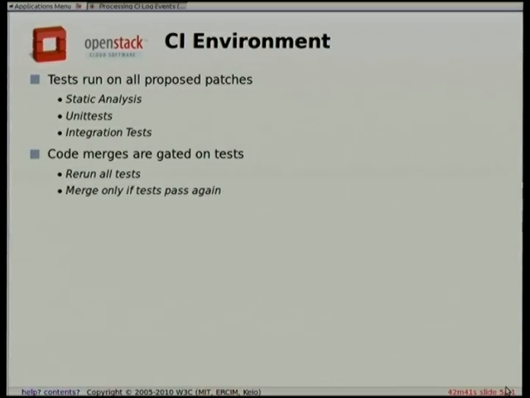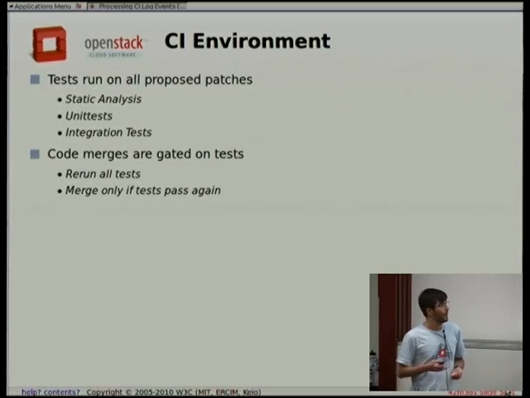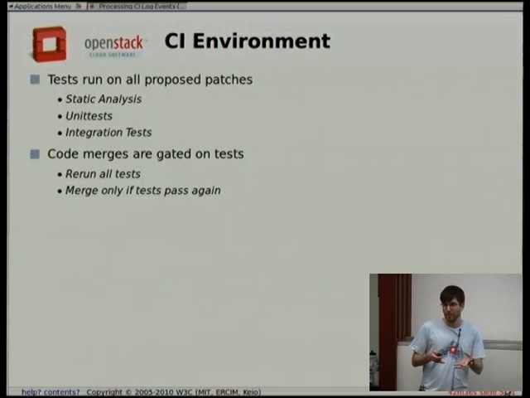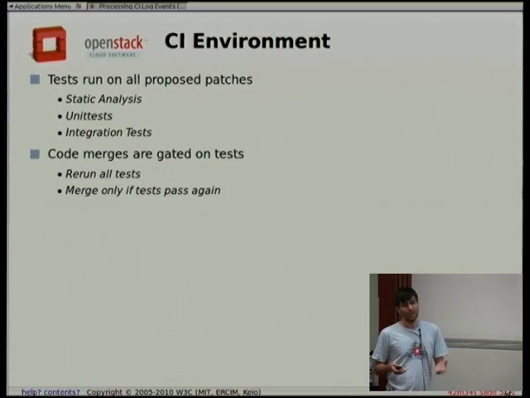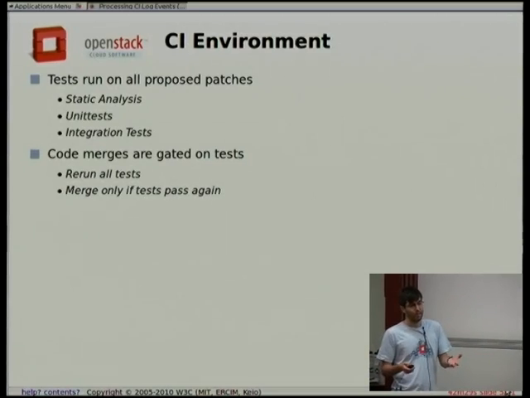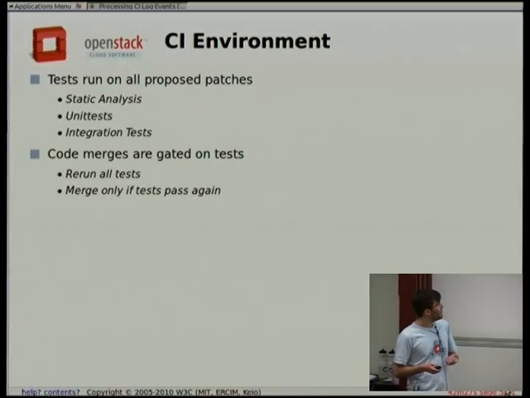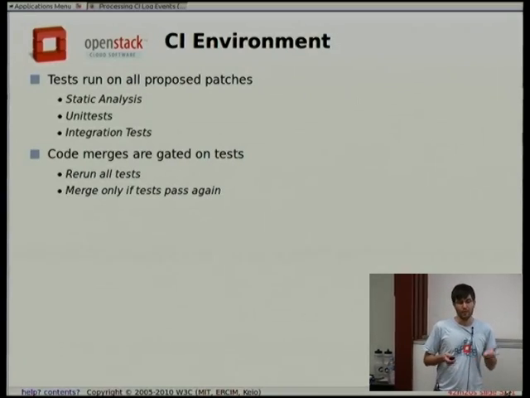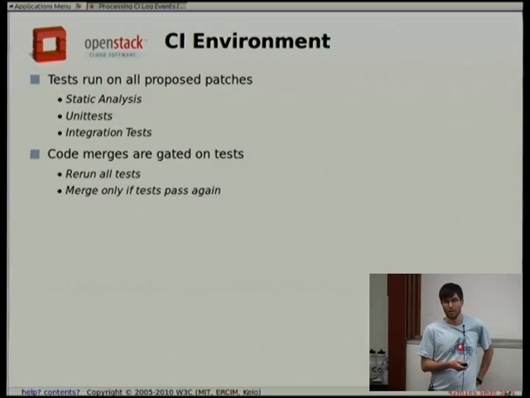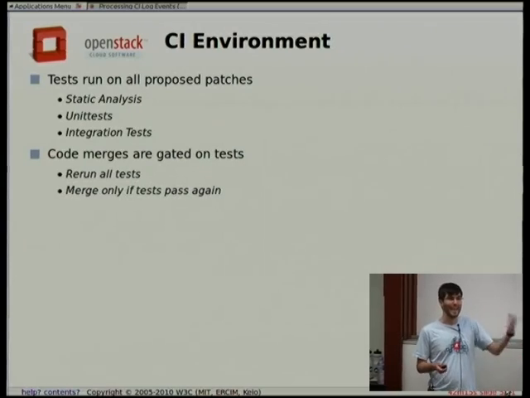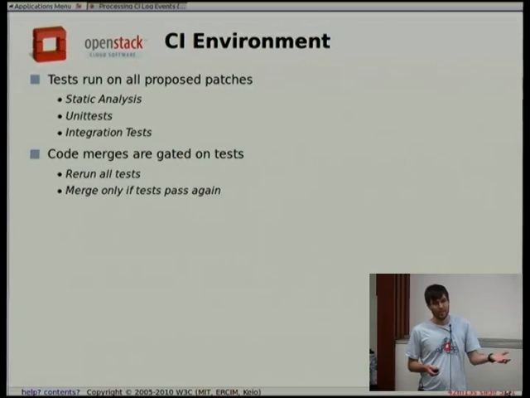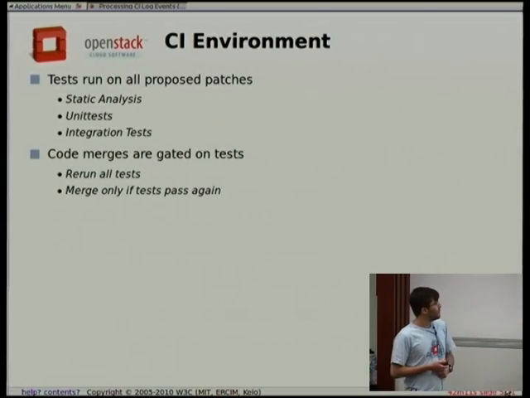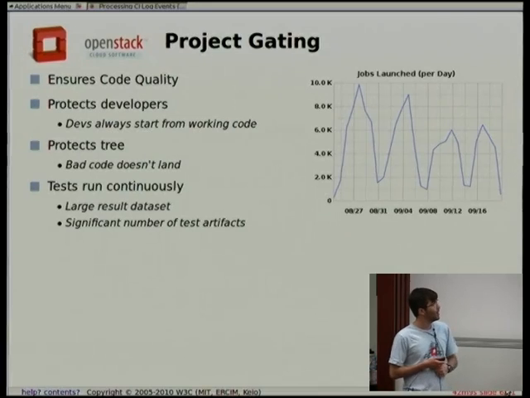We do everything from static code analysis, like PEP8 and linting, to unit tests, which run within the individual projects themselves, to full-on integration tests, where we deploy a complete cloud in a single node, but it is a full cloud, and then run a test suite against that. We also gate code merges on these tests, which means that if your code doesn't pass the test, you don't merge. You have to go through that testing period again, pass all of the tests in order to merge. We call that project gating.